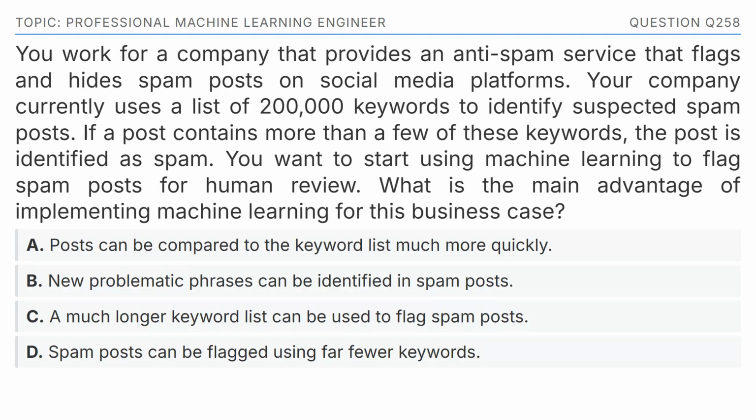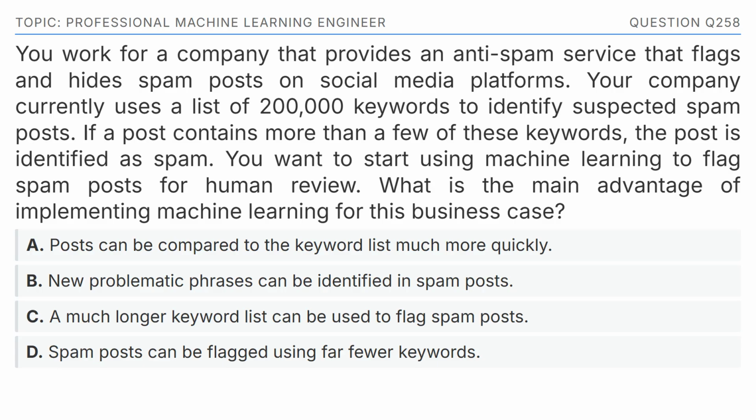You work for a company that provides an anti-spam service that flags and hides spam posts on social media platforms. Your company currently uses a list of 200,000 keywords to identify suspected spam posts. If a post contains more than a few of these keywords, the post is identified as spam. You want to start using machine learning to flag spam posts for human review. What is the main advantage of implementing machine learning for this business case?